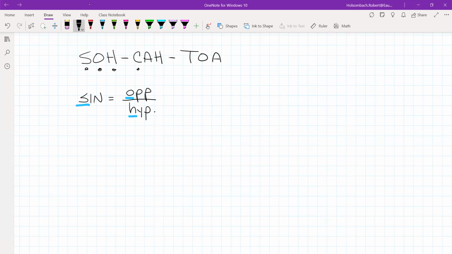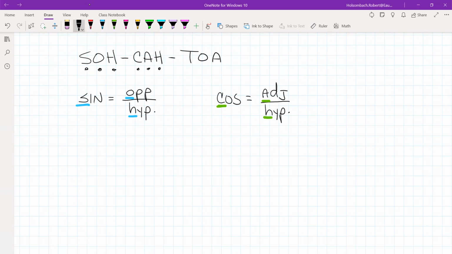That the CAH in SOHCAHTOA means that cosine of an angle is equal to the adjacent side divided by the hypotenuse. So here's your C, your A, and your H. Cosine equals adjacent over hypotenuse.